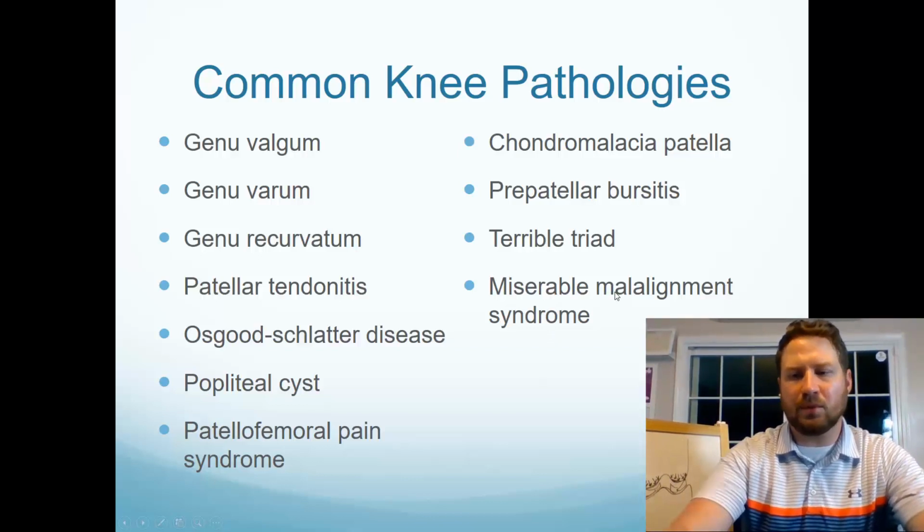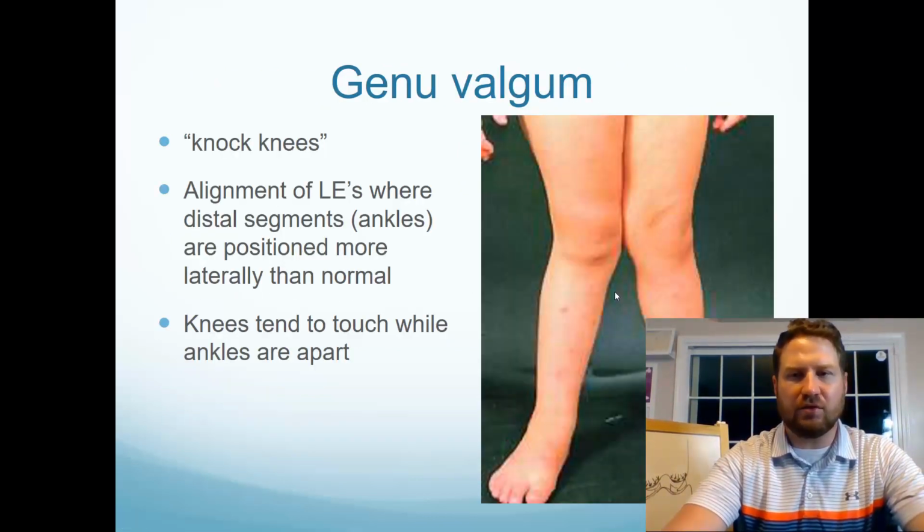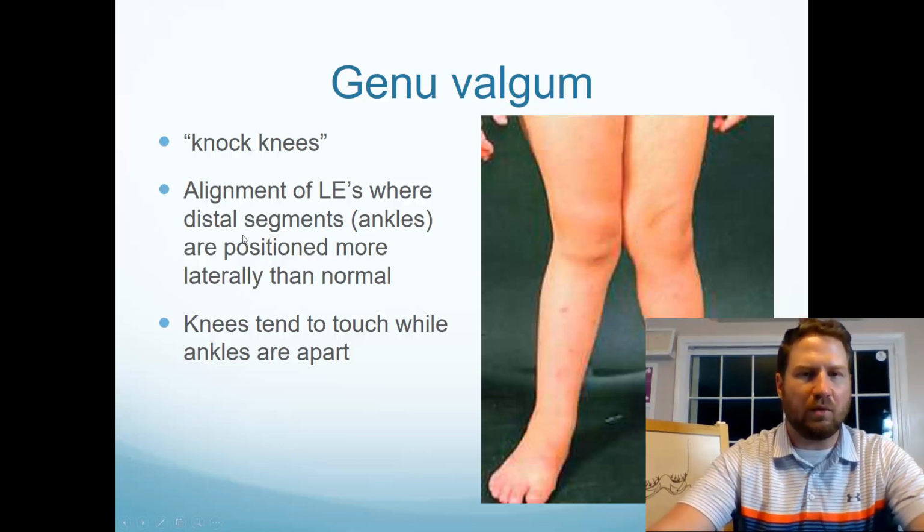Okay. And miserable malalignment syndrome. Genu valgum, also known as knock-kneed. Look at that. That, my friends, is rough potatoes. Okay? Where distal segments of the ankles are positioned more laterally than normal. Because you have issues here, knees tend to touch while your ankles are apart. That's pretty rough.